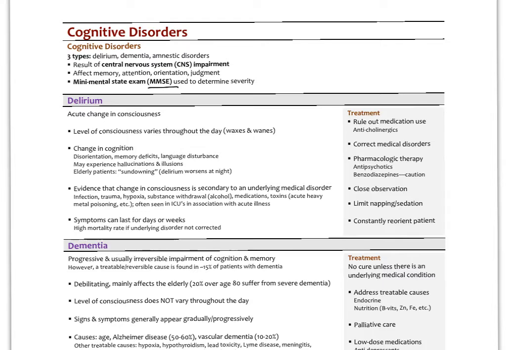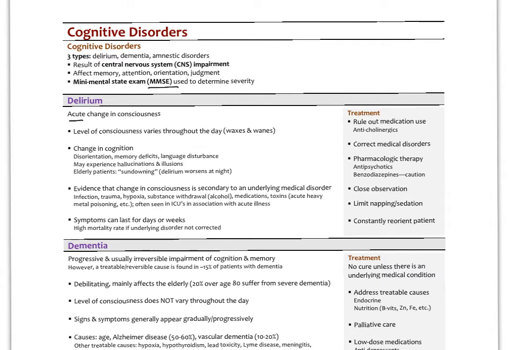So let's look at the first one here, and that's delirium. Delirium is important to differentiate from dementia. A lot of people confuse these two. Delirium is an acute change in consciousness, and the level of consciousness usually varies throughout the day. It waxes and wanes. There's usually a change in cognition, disorientation, memory deficits, language disturbance. Some patients with delirium experience hallucinations and illusions. And it's very common in the elderly to experience what's called sundowning, where the delirium becomes worse at night.